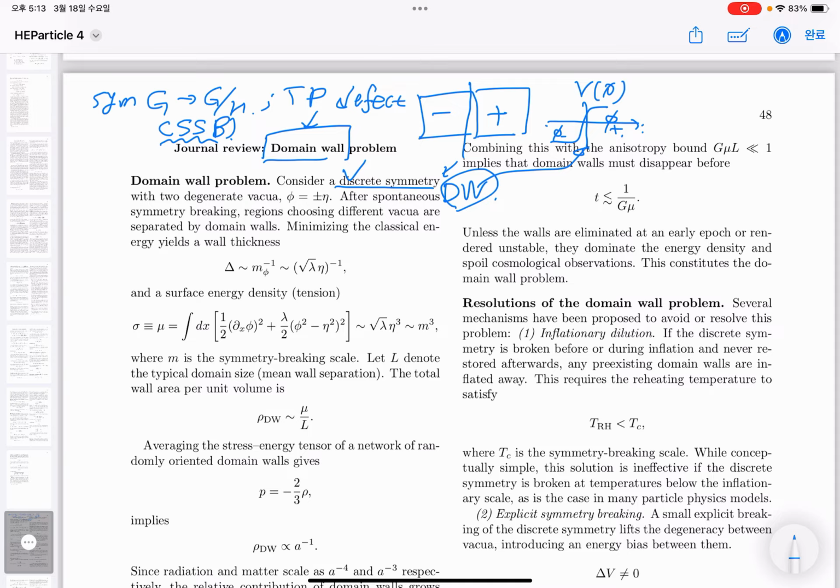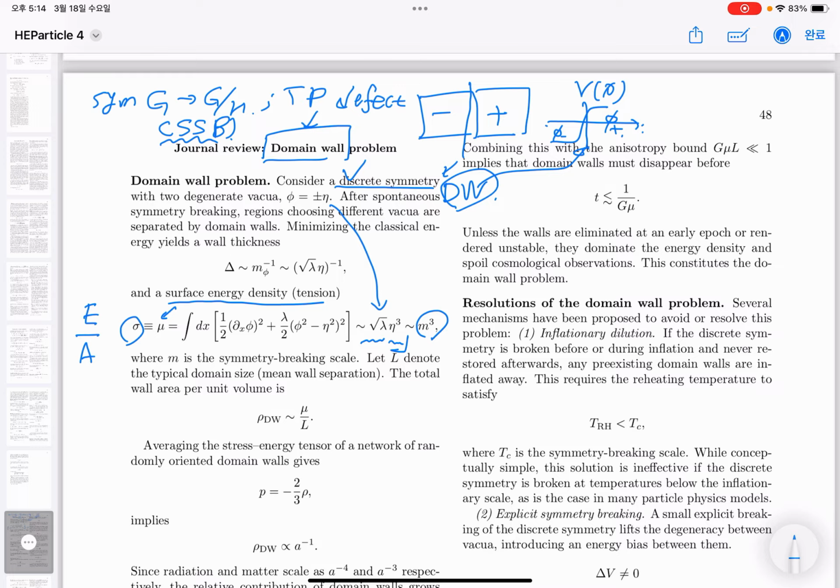The surface energy density, or the tension of the domain wall, which is denoted by sigma, can be evaluated in terms of the parameters of the scalar potential, like lambda, which comes from the quartic term of the potential, and eta, where eta means the vacuum expectation value. By dimensional analysis, the surface energy density has mass dimension 3, so the scale is proportional to eta cubed.